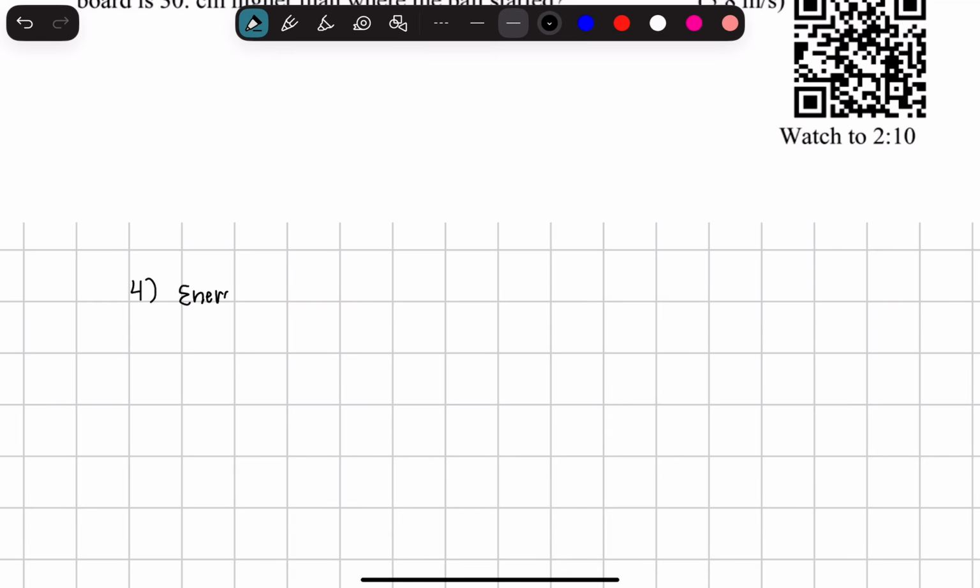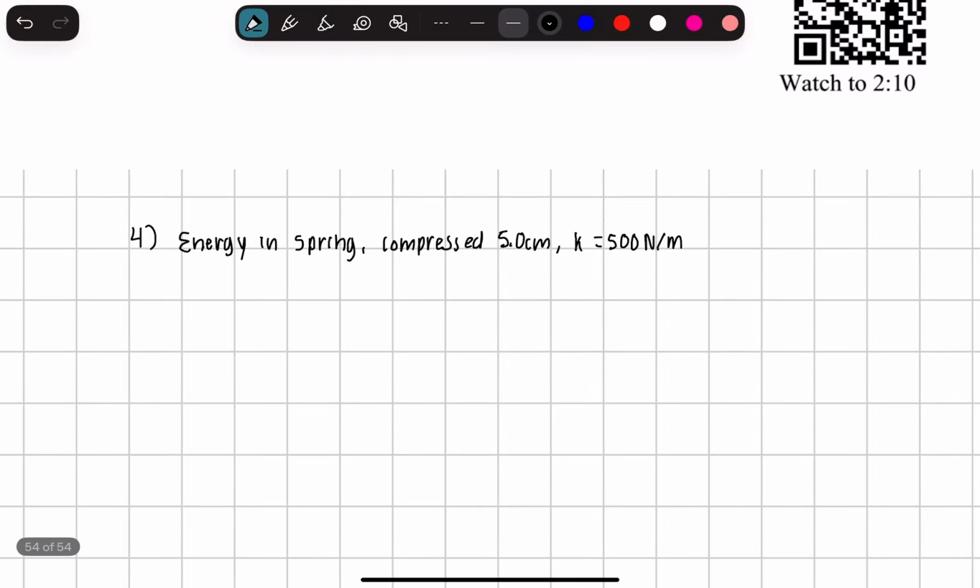We're solving for the energy in the spring, and the spring is compressed 5.0 centimeters, and our spring constant K is equal to 500 newtons over meters. So for our X, we want to convert this. X is 5.0 centimeters. That always has to be converted into meters. So you multiply that by 1 meter divided by 100 centimeters. Then centimeters cancels out, you just multiply across, and that's 0.050 meters.